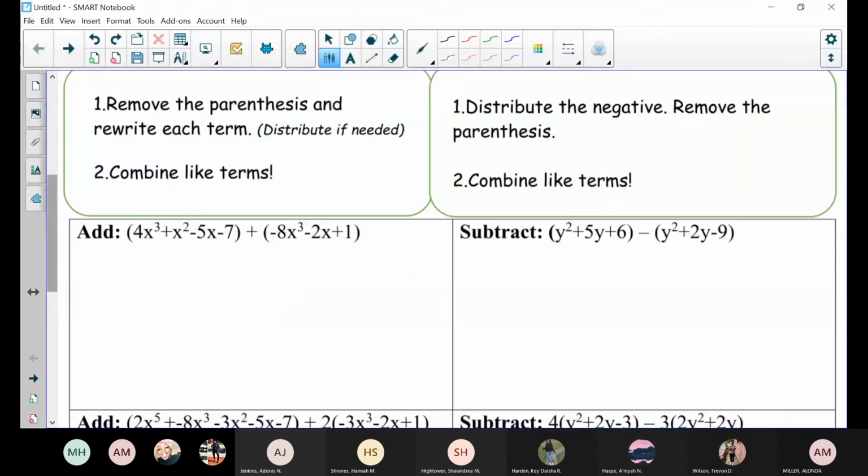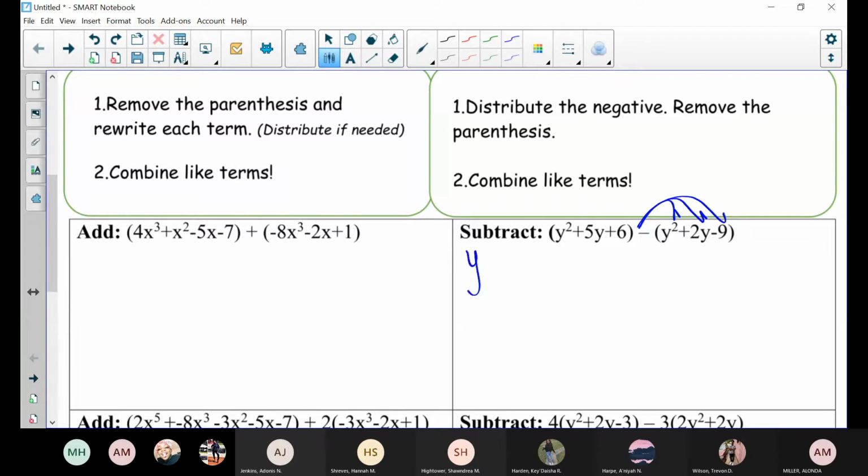Well, like I said, we're moving on to subtraction today. The steps to subtract polynomials are first you distribute the negatives. So you multiply everything in your parentheses times the minus or the negative that you see. And then you combine like terms. So that's all we'll be doing today. I'll do these two with you and you complete the ones on the back. Let me know if you have any questions.